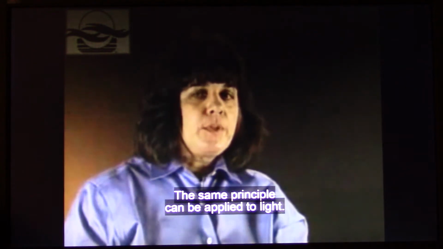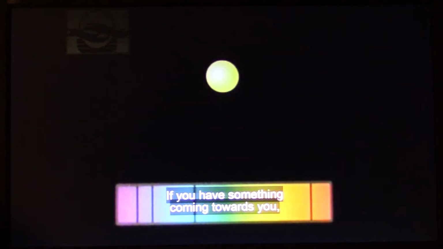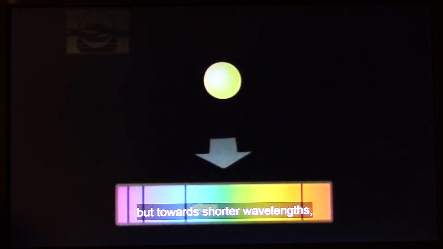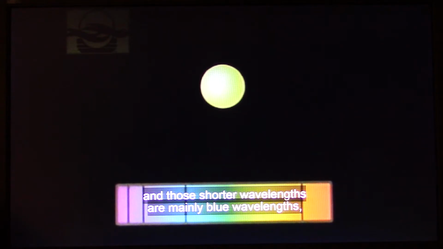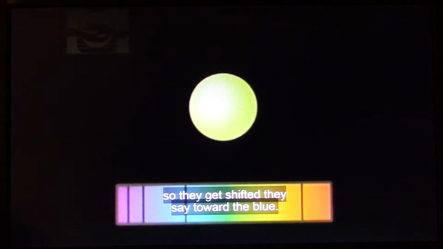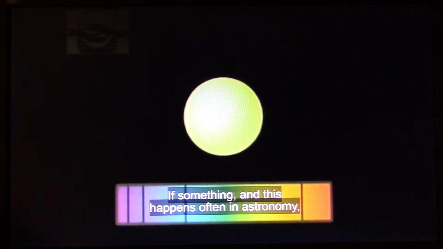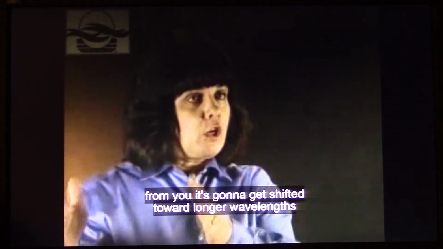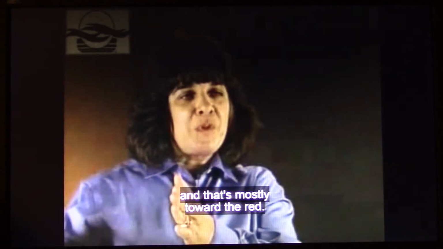The same principle can be applied to light. If you have something coming towards you, you will see the spectrum get shifted towards shorter wavelengths, and those shorter wavelengths are mainly blue wavelengths. So it gets shifted, they say, toward the blue. If something is going away from you, and this happens often in astronomy, it's going to get shifted toward longer wavelengths, and that's mostly toward the red.